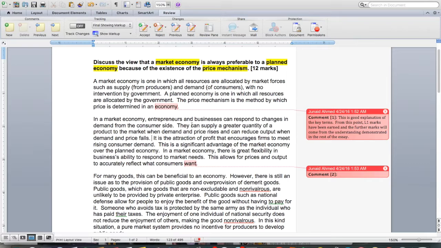So for example, this part here, they can supply a greater quantity of a product to the market when demand and price rises. Well, the real reason we're concerned about that is that we want to see this part, this analysis, that the market economy has greater flexibility. It allows for prices to reflect what consumers want. So I'm going to say in here, application, so L2 and L3 marks start to be developed and show good strategy, right? Good essay strategy.